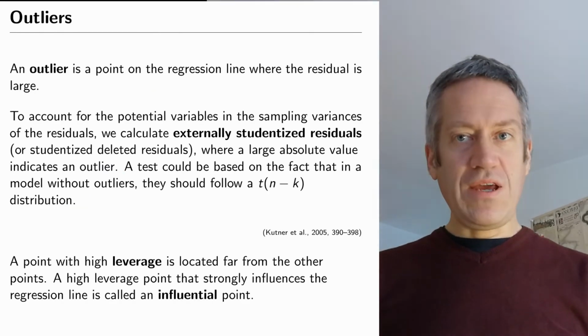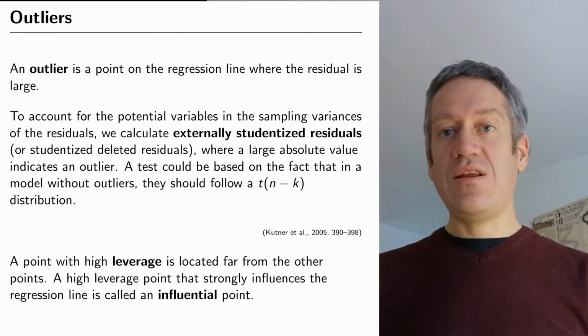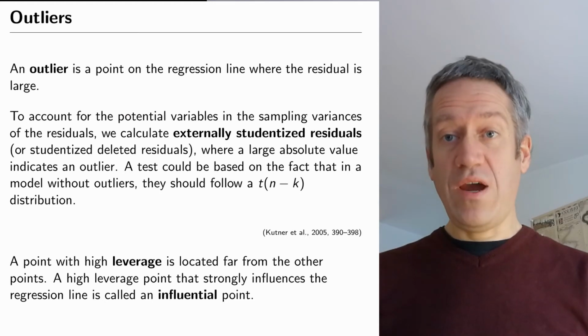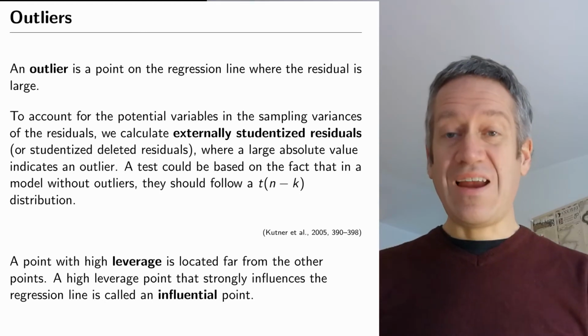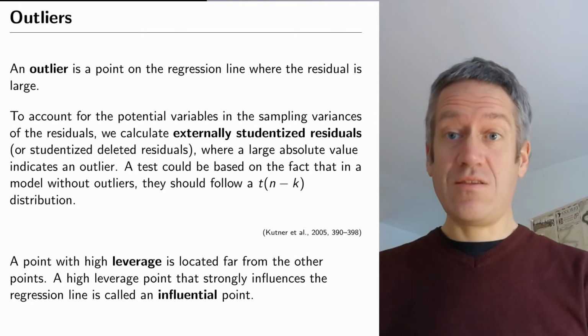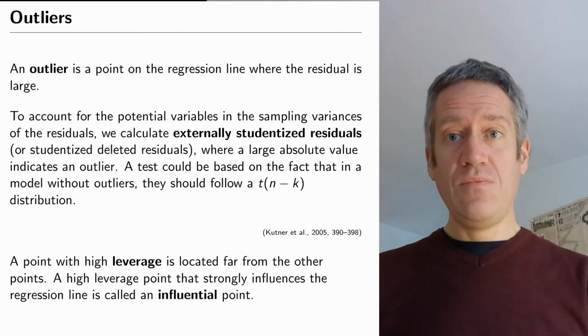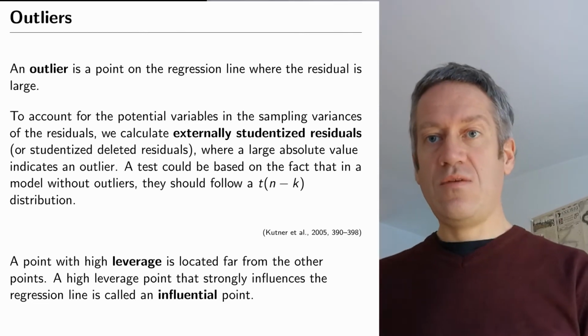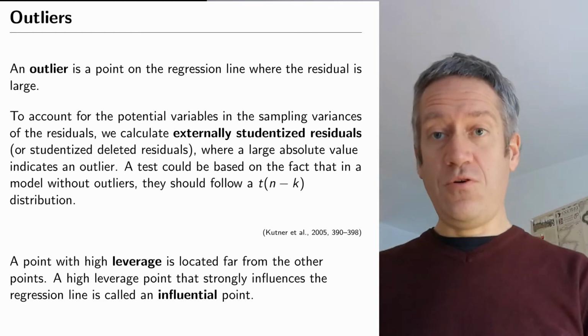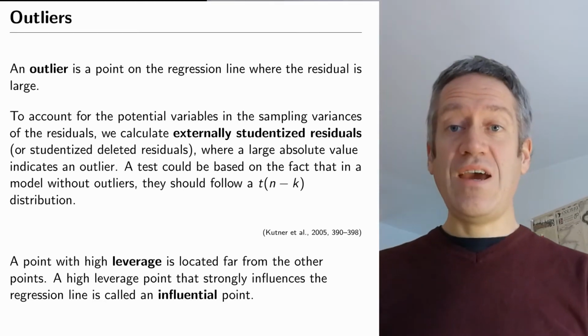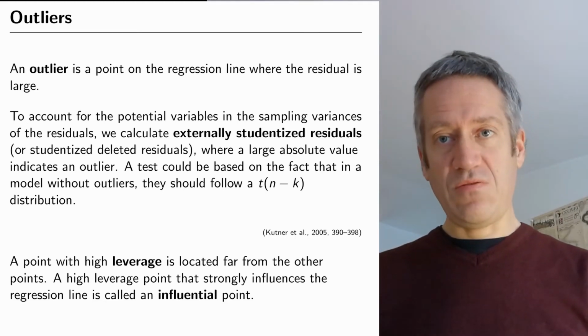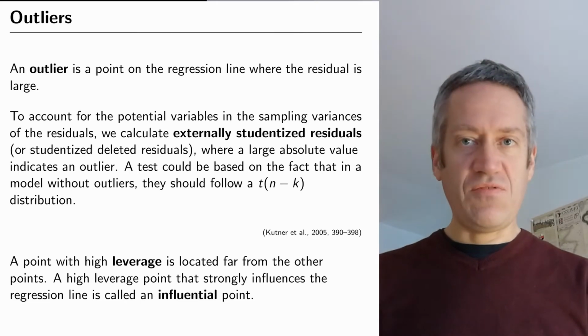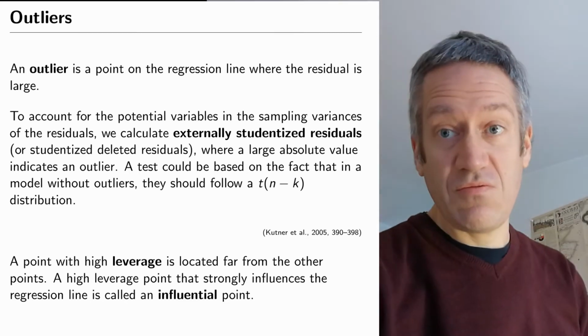So to quickly recap, an outlier is a point that has high residuals. It is on the y-axis far from the other points. A high leverage point is a point that on the x-axis is far from all the other points. And an influential point is a point that is far from all the other points on the x-axis and has had a big impact on the estimate of the beta coefficients. If we had left it out, our estimates would have been very different.